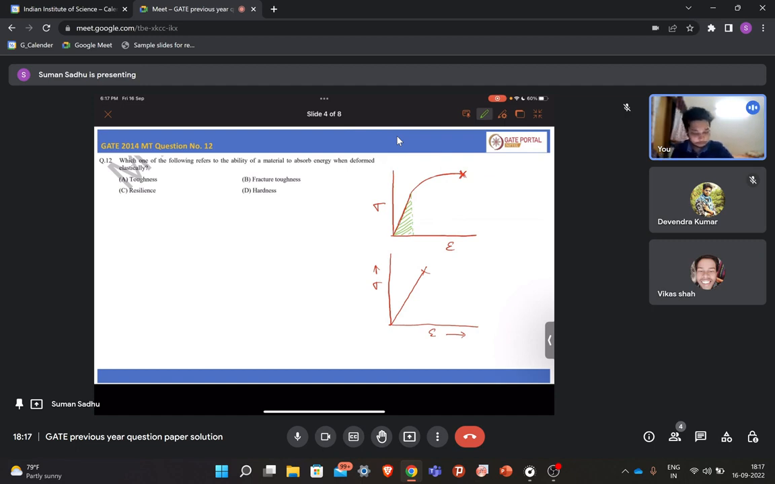So basically, up to this point, your material is deforming elastically. The energy absorbed when deforming elastically is described by this area. That is your elastic limit sigma E and epsilon E. So your resilience is this area, half into sigma E into epsilon E. This is resilience. Now, can anyone tell me what is toughness and what is the difference between toughness and fracture toughness?